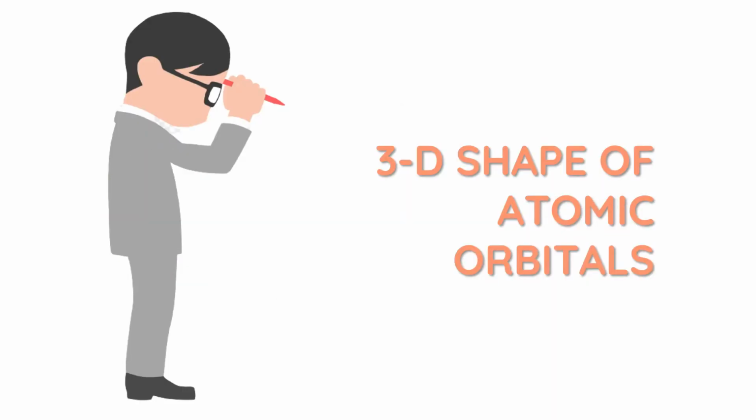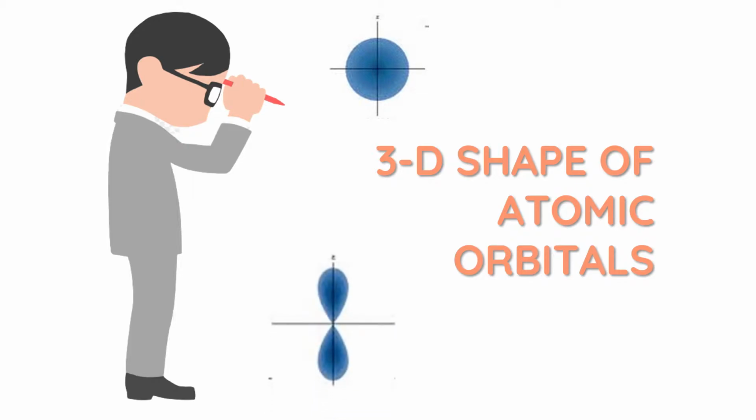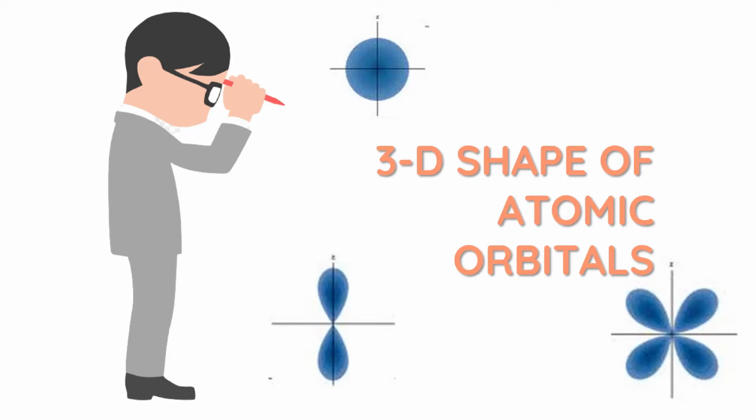Previously, you have seen the general atomic shape of S, P, and D orbitals, where S is in spherical shape, P in dumbbell, and D in cloverleaf. So, for this session now, please get ready with your pencil and paper because we are going to draw these orbitals.